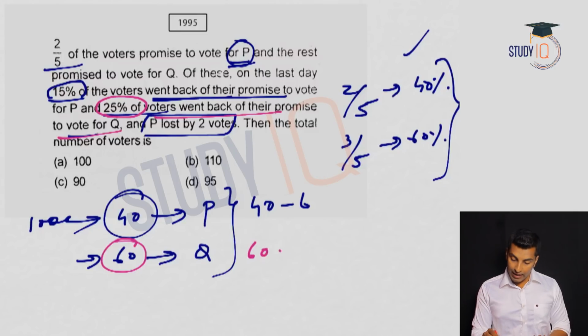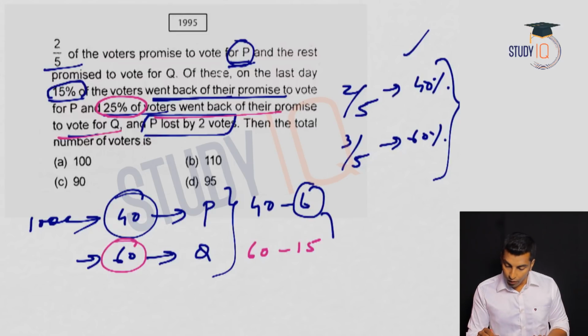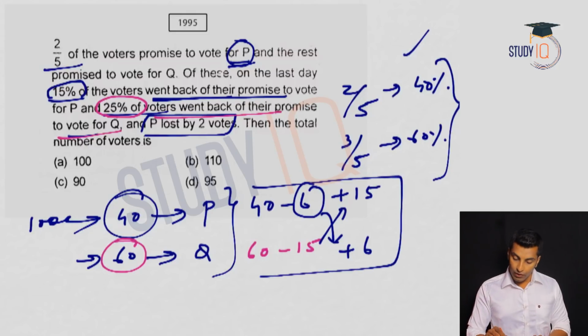So 60 minus 15. But what happened is, this 6 is going to vote for Q, right? So you can add plus 6 here, and this 15 will come here. So plus 15 will come here. So this is what is actually happening. I hope you understood this situation.